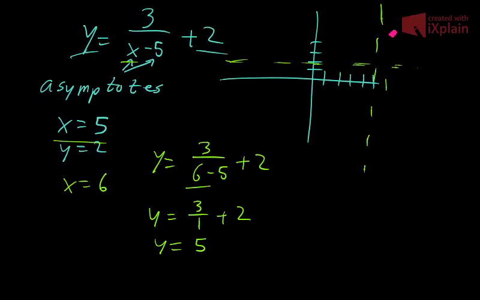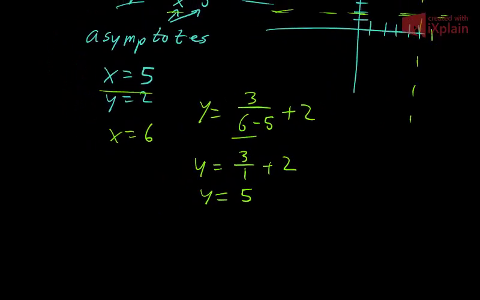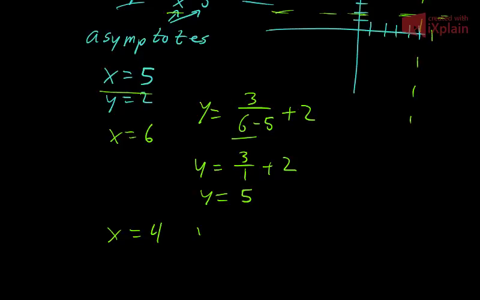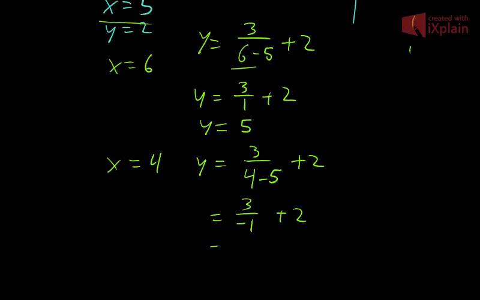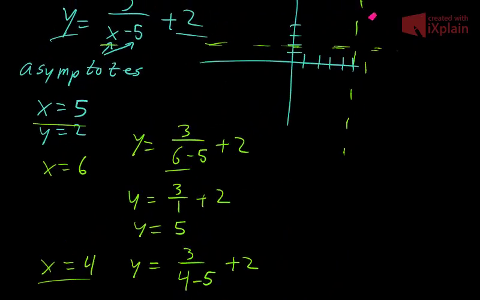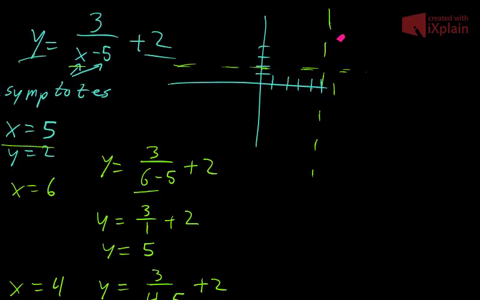And let's try one more, x equals 4, because that's on the other side. So let's try x equals 4. I'll have y equals 3 over 4 minus 5 plus 2, or 3 over negative 1 plus 2, negative 3 plus 2, which is negative 1. So now I have x is 4, y is negative 1 to put in. So x is 4 is right here, a y of negative 1 is right there.